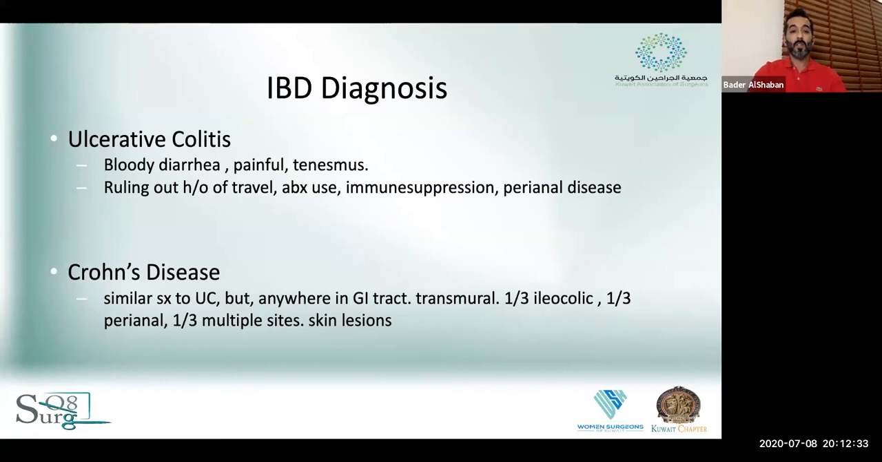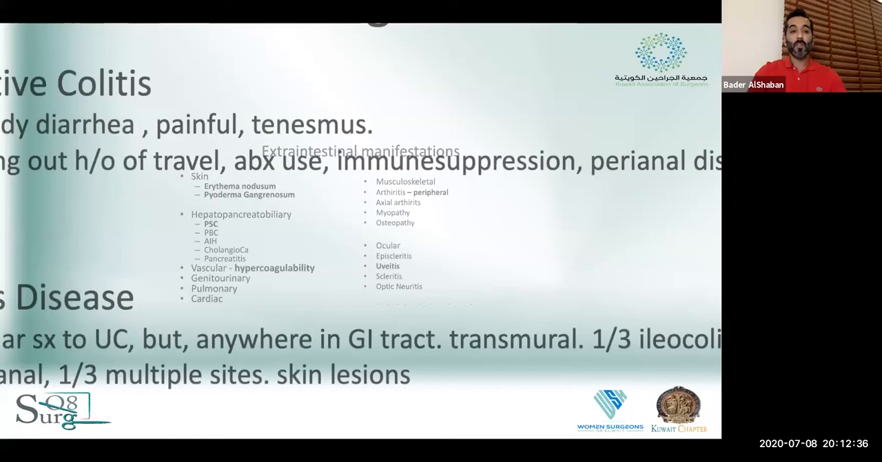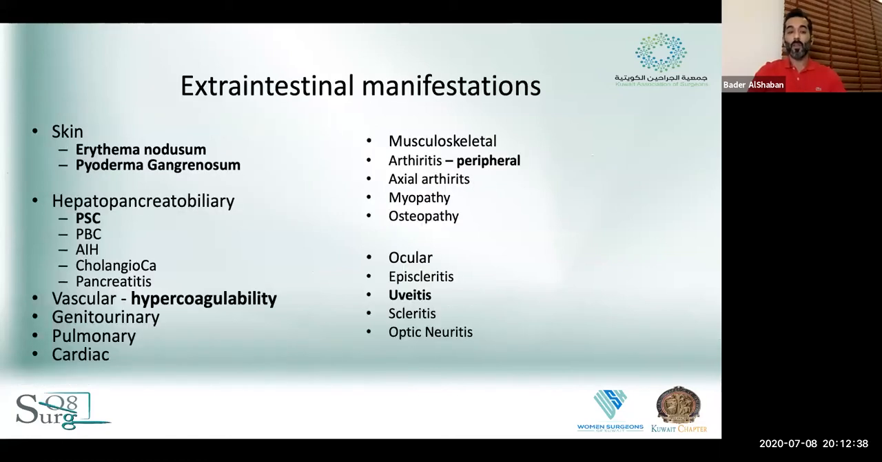Extraintestinal manifestations, there's a whole list of them. The ones that are highlighted in bold tend to be the most significant ones in terms of disability to the patient or causing a significant effect in their life. When it comes to the skin, namely, it's going to be erythema nodosum and pyoderma gangrenosum. And of note, erythema nodosum tends to be slightly more prevalent with Crohn's disease, and the pyoderma gangrenosum tends to be slightly more prevalent with the ulcerative colitis.